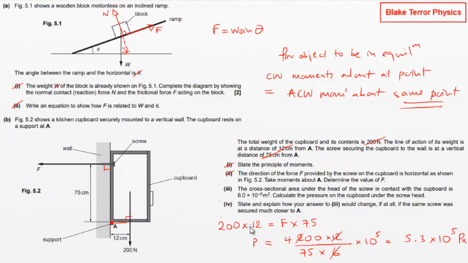State and explain how your answer to 3 would change, if at all, if the same screw was secured much closer to A. Right, so if it was closer to A, we need to have the moment unchanged. The moment is unchanged because it's still in equilibrium. So still equilibrium. But we've got D is down, so F is up. So pressure, which is what we're working out in that last part, would also go up because F has gone up.